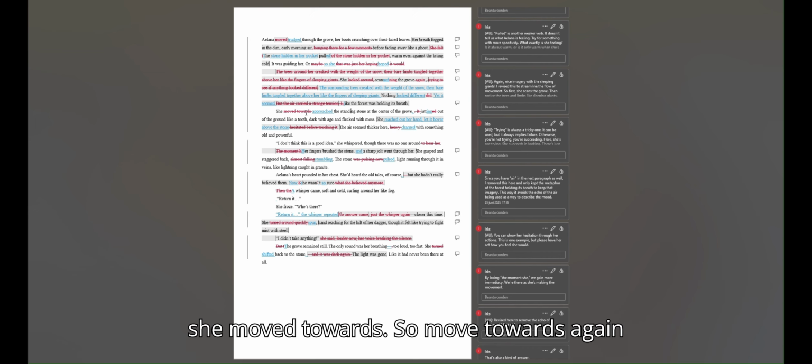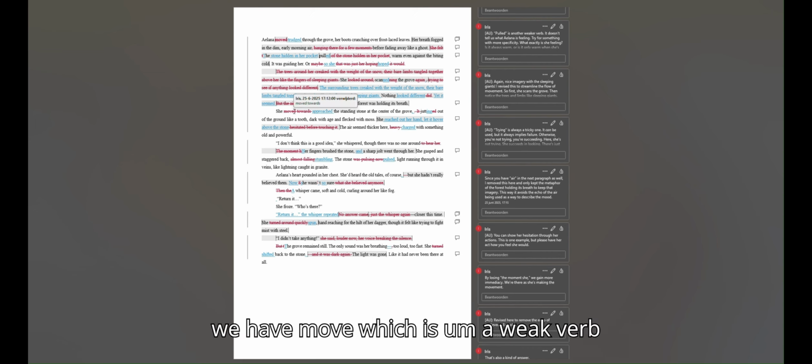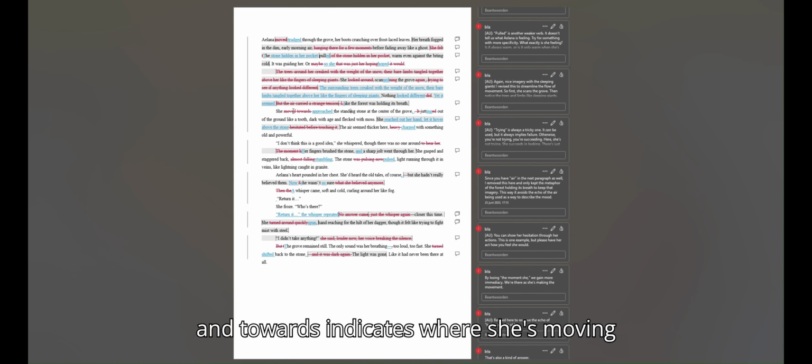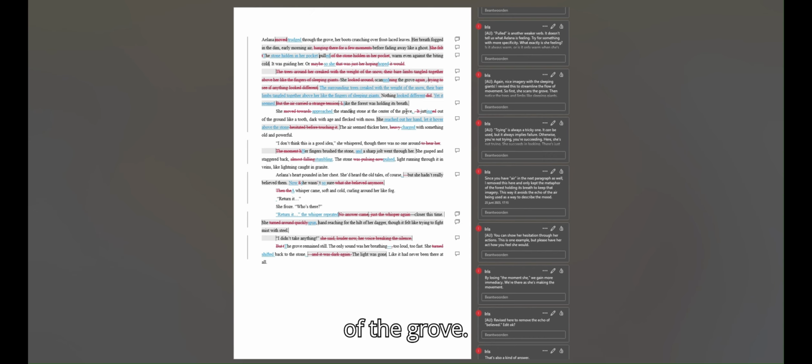So here, she moved towards. So move towards, again we have move, which is a weak verb, and towards indicates where she's moving to, so we can easily exchange that for approached, because that's what she's doing. The standing stone at the center of the grove.